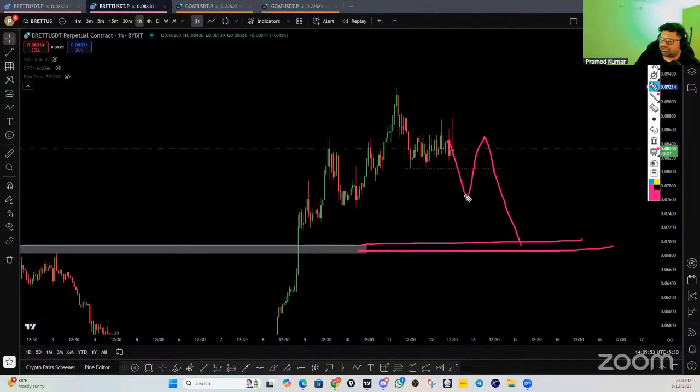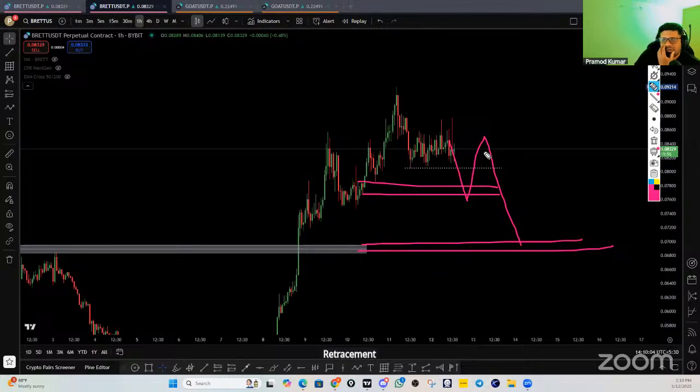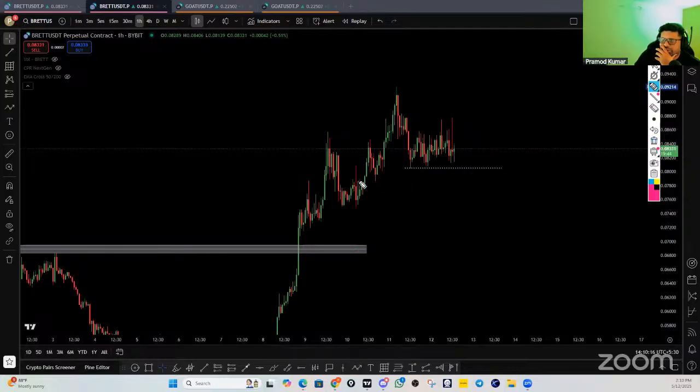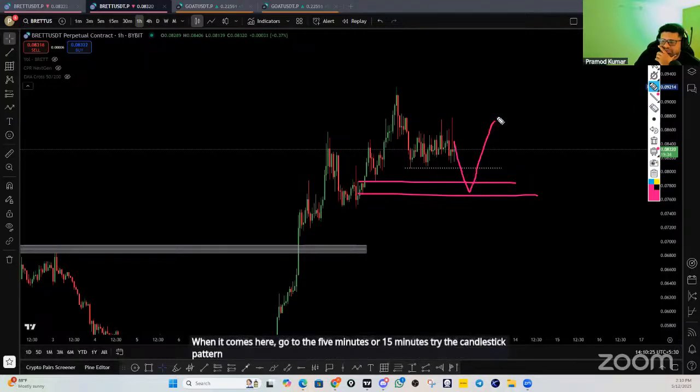If this level breaks, where I was trying the long positions, then I'll wait for a retest. On the retracement, I'll find an order block for the sell side, then I'll join the short positions. From here I'll take the trades. But now we can try only long. So when it sweeps this and comes here, go to the 5 minutes or 15 minutes and try the candlestick pattern. You can try the long.